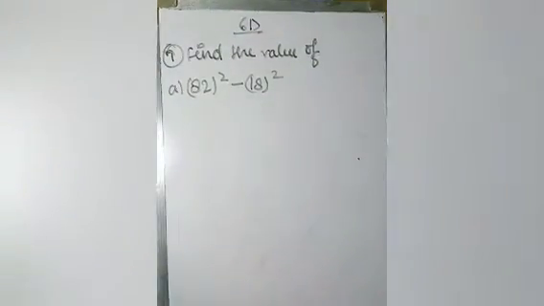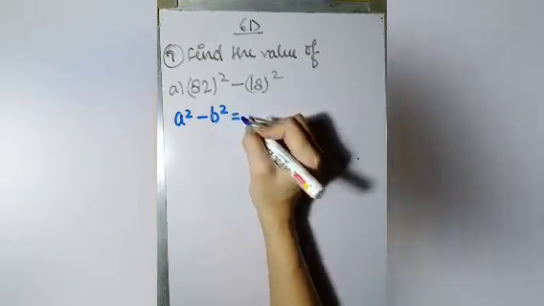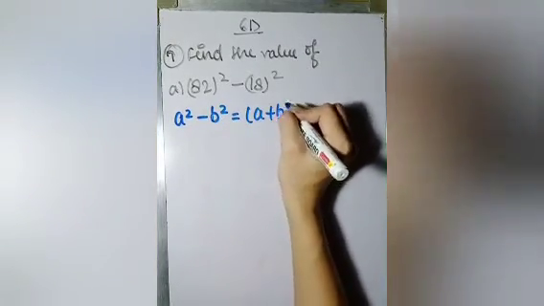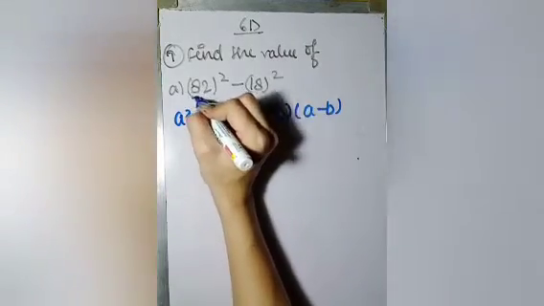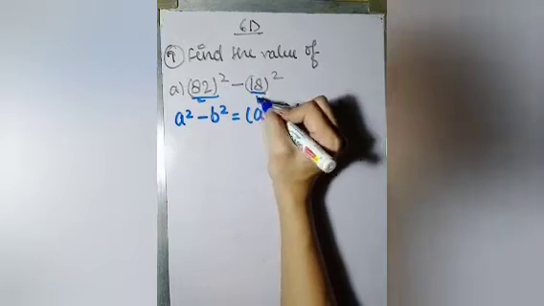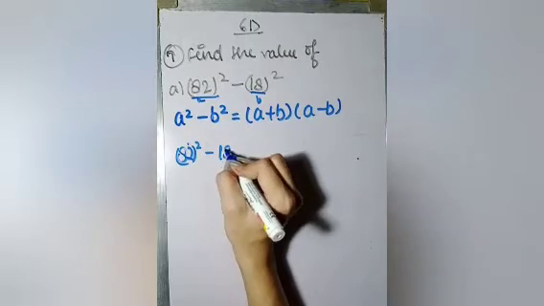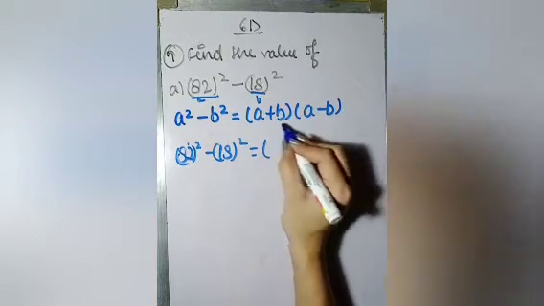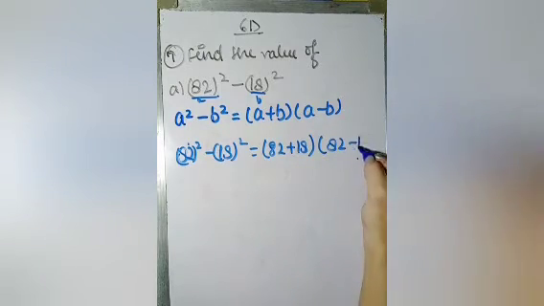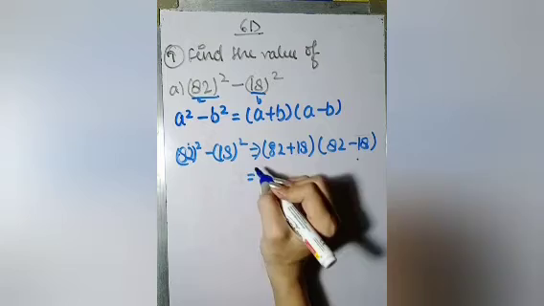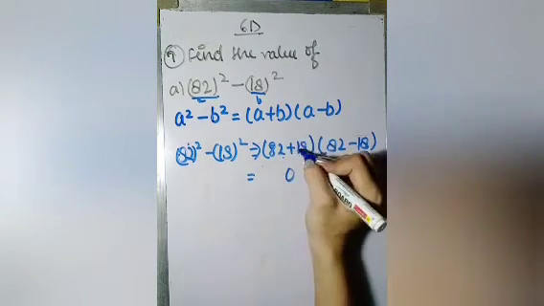Now revise the identity. The identity is a square minus b square equals (a plus b)(a minus b). Now if you look carefully here, this is our a and this is b. So we have 82 square minus 18 square. A plus b, where a is 82 and b is 18, and a minus b is 82 minus 18. Solve it. 82 plus 18 is 100.